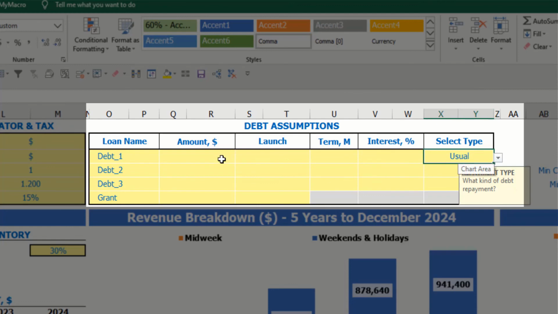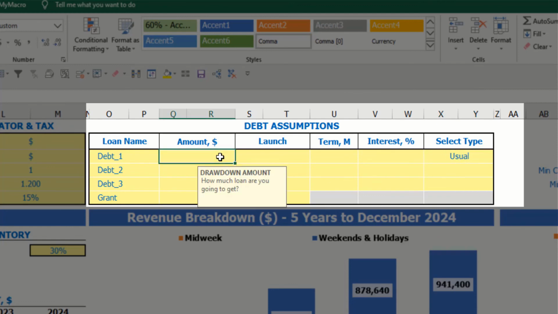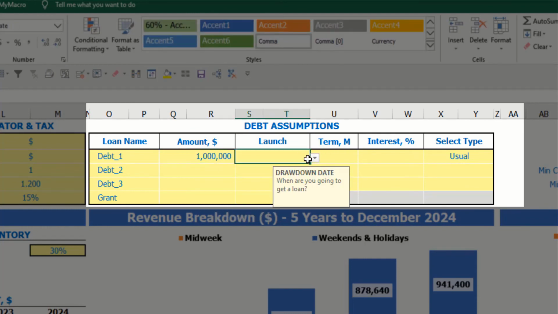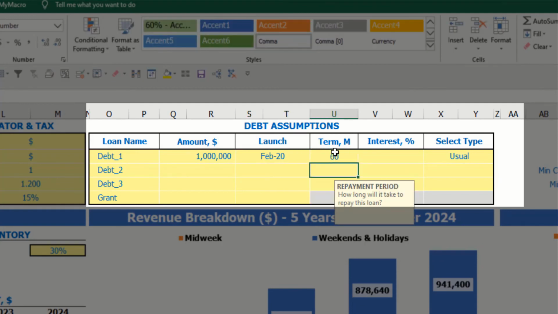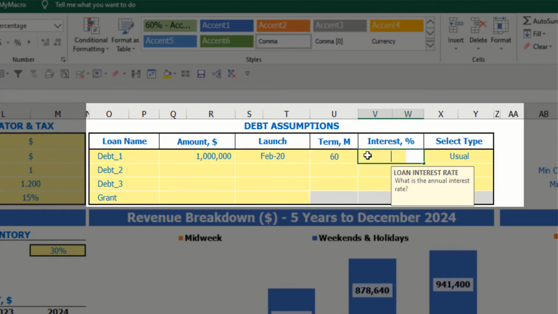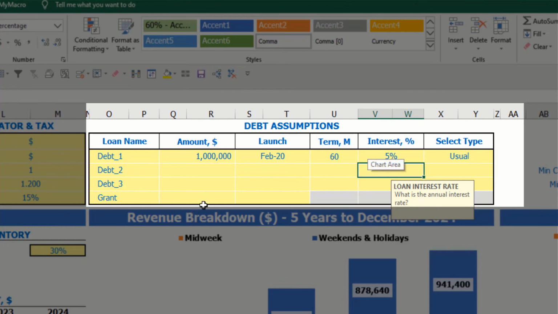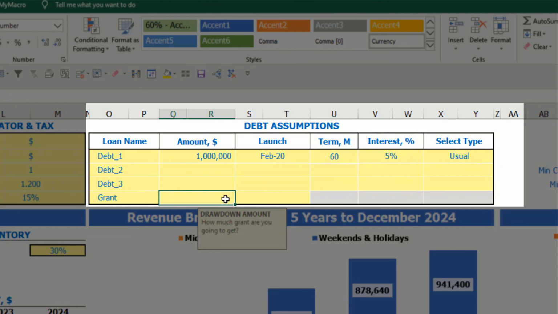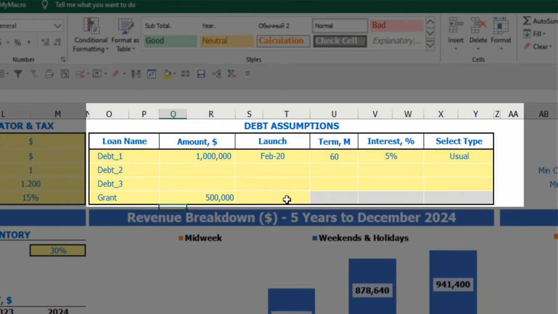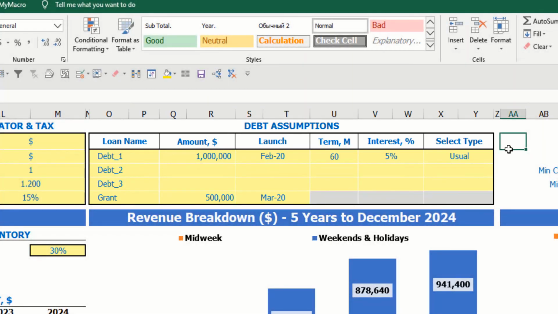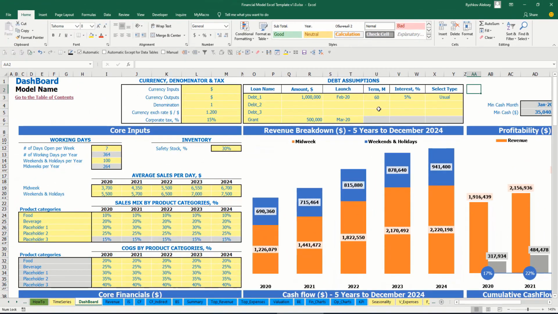Let me give you an example how it works. So you may input some amount of the debt, the launch date, term will be 60 months, and interest can be 5%. You may also input the grant, which is just simple amount, which is paid in some specific months, and that's it. No repayments, no terms in terms of interest.